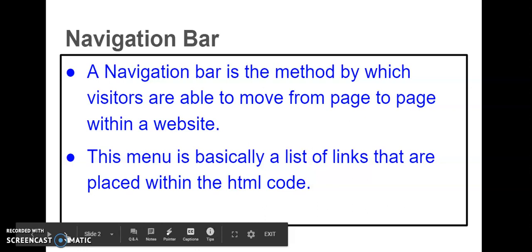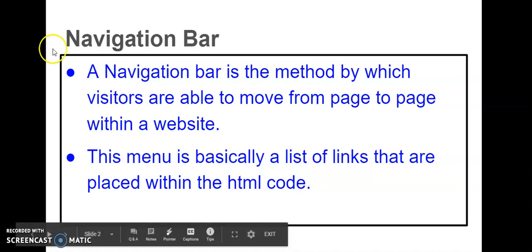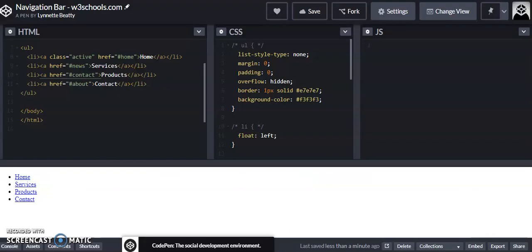First of all, I want to explain what a navigation bar is. It is the method by which visitors are able to move from page to page within a website. This menu is basically a list of links that are placed within the HTML code. Here is an example, and I got this navigation bar from w3schools.com. You can also go there and get this code for your website.